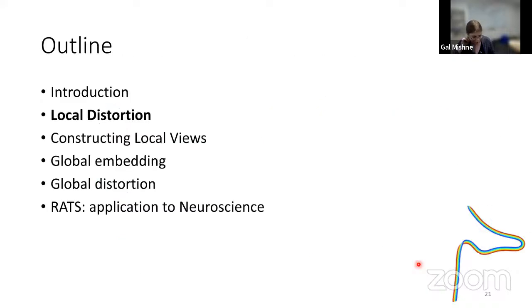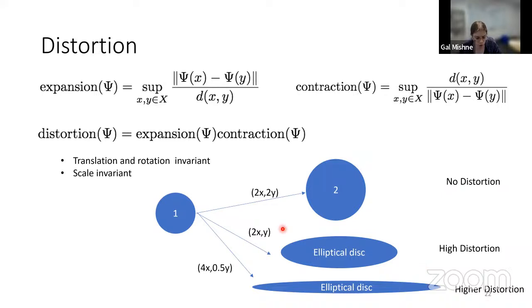So let's talk a bit about the definition of local distortion and how we can use that in order to evaluate the quality of manifold learning. So distortion, one of the definitions, is the product of the worst case expansion and contraction of distances, pairwise distances, between the embedding space and the ambient space in which the data is observed. And this measure of distortion is translation and rotation invariant, and it's also scale invariant.